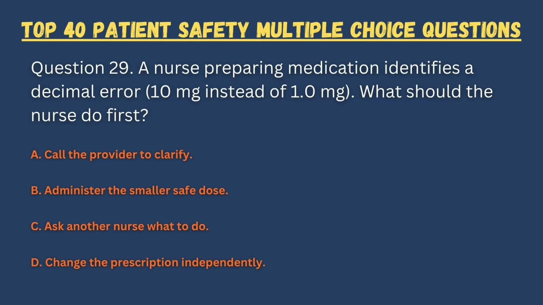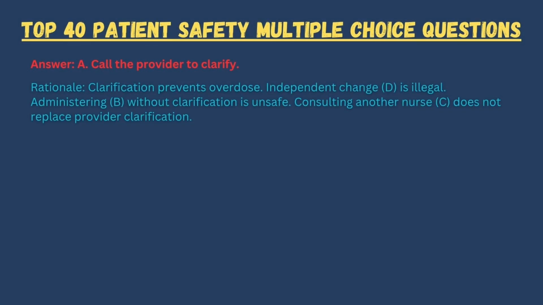Question 29. A nurse preparing medication identifies a decimal error, 10 milligrams instead of 1 milligram. What should the nurse do first? A. Call the provider to clarify. B. Administer the smaller safe dose. C. Ask another nurse what to do. D. Change the prescription independently. Answer. A. Call the provider to clarify.